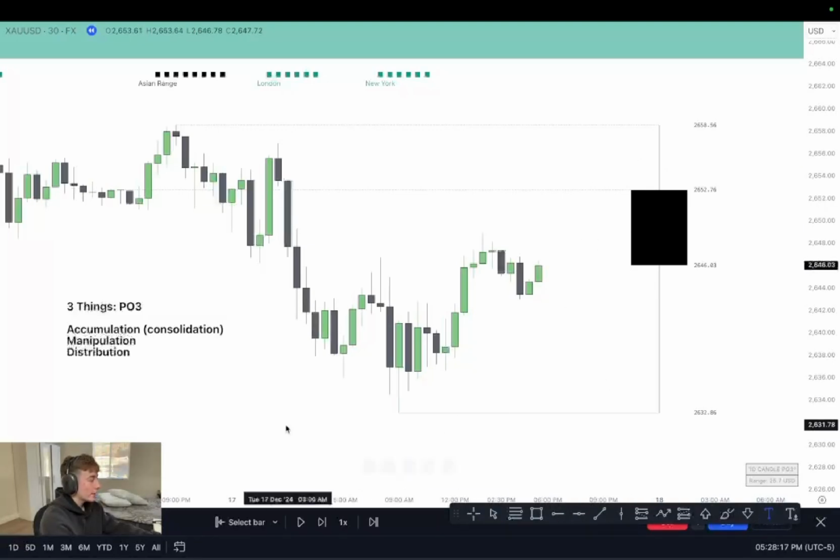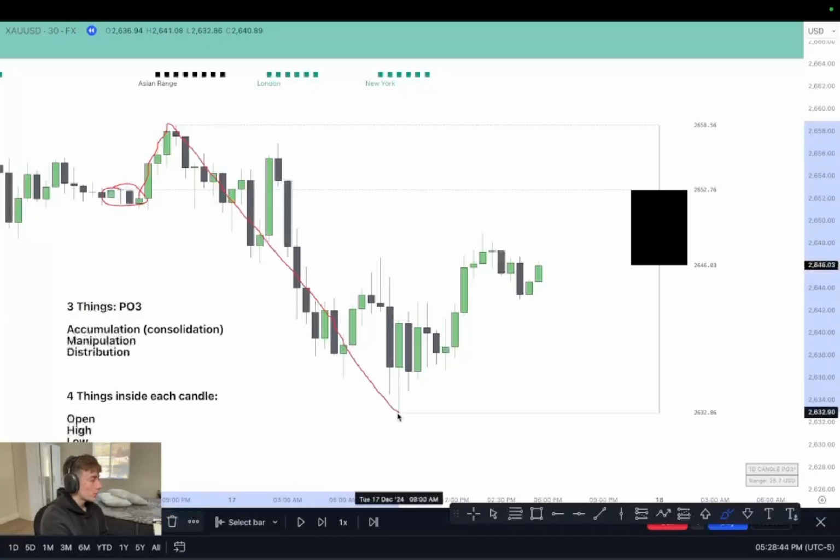So inside of every daily candle and inside of every single candle on every time frame, there's also 4 things inside each candle. That is the open, high, low, and close. So how does this look inside of a candle? You can see right here we have the open. So this is the open. After the previous day closes, we get the open, we get the high, we get the low, and then we close right here, right? So now just imagine this right here.